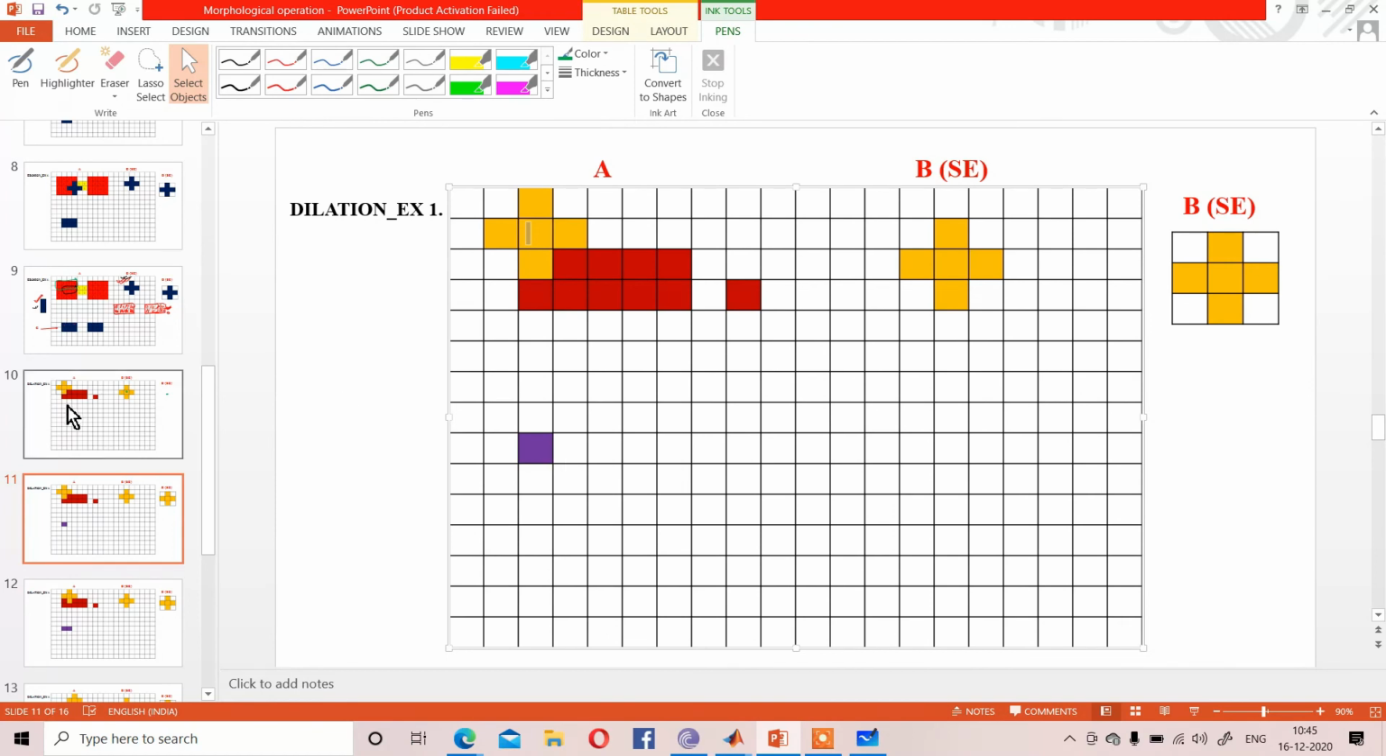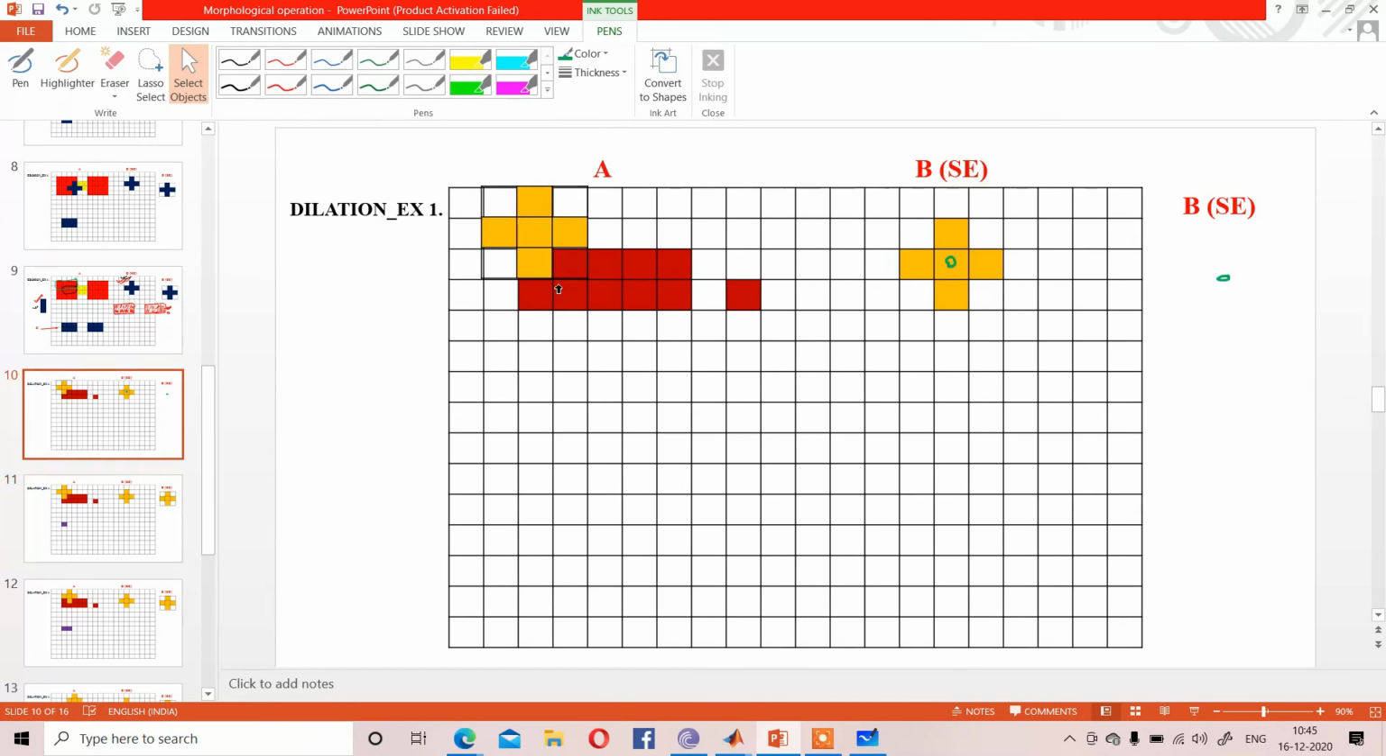Next we'll check here. It's not sharing, so it will not provide any result. That position will provide you the result. So visually, first check it, then I will write it down.